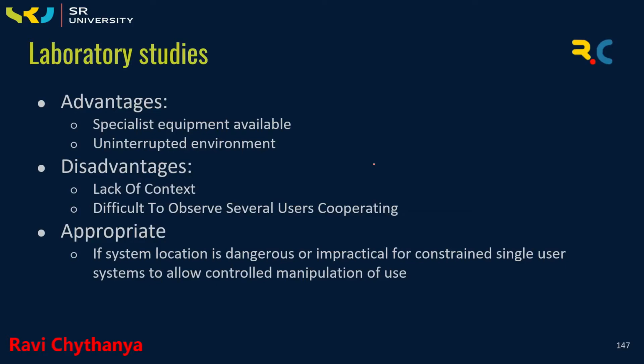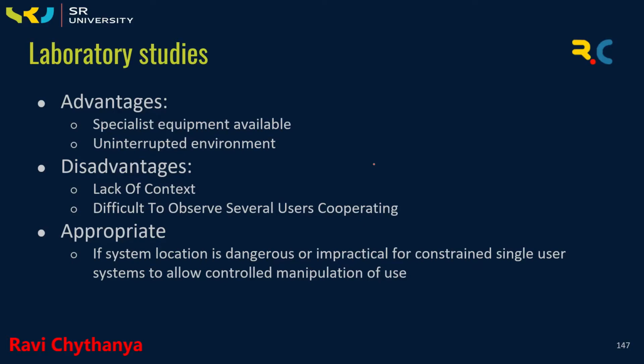So the first one is laboratory studies. The advantages, disadvantages and appropriate scenarios for laboratory studies are discussed here. The advantages of laboratory studies are specialist equipment available and an uninterrupted environment. So there is already equipment to test the design's success, usability or functionality. We have some equipment over there, and that equipment will be used to evaluate the design, and it is an uninterrupted environment.